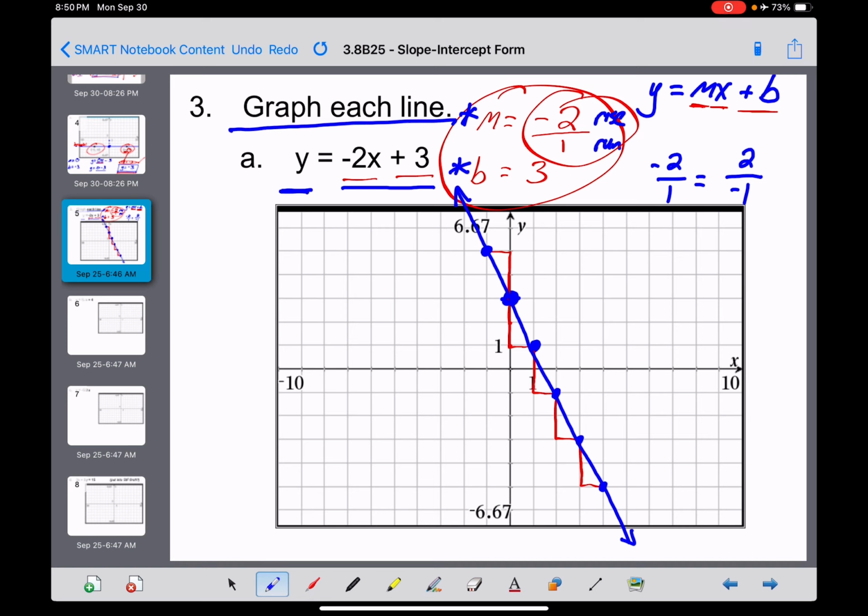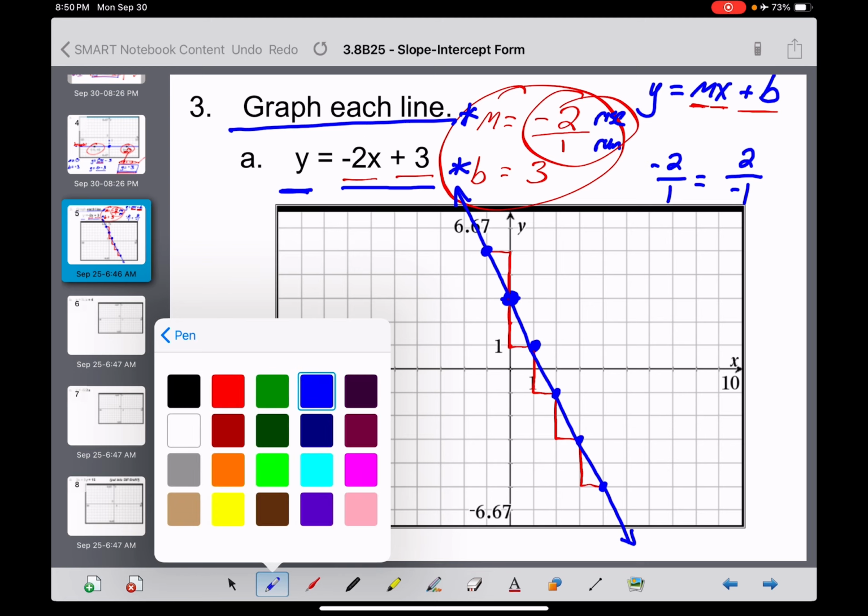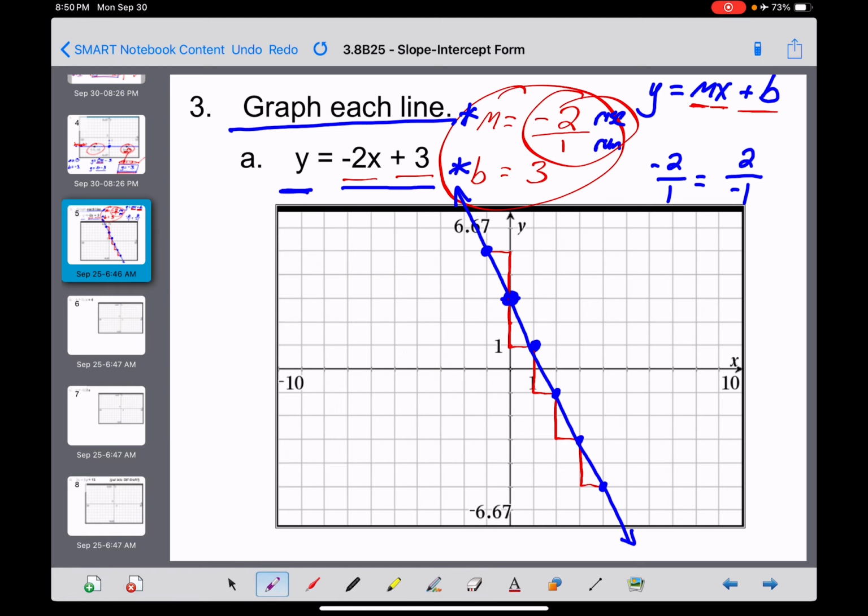Now, did we get it right? Okay, let's talk about that. The best way to check this, everybody, is to pick a random point on your line, like, I don't know, I'm going to go with this one right over here. Now, we got to figure out the coordinates of that point. So from the origin, guys, that is 1, 2, 3, 4 to the right, and then down 1, 2, 3, 4, 5 units. So that's the point 4, -5.